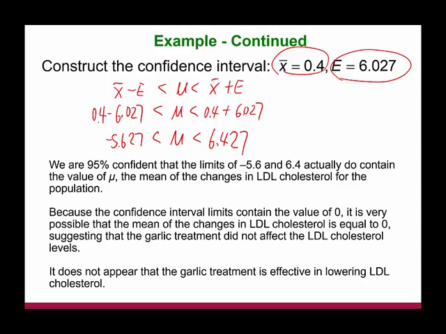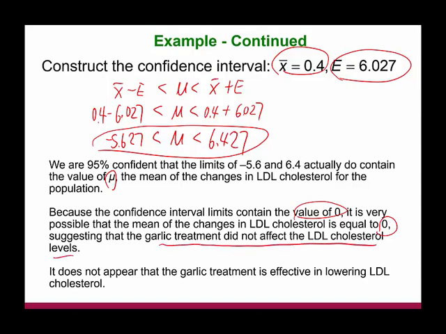So we are 95% confident that the confidence interval of negative 5.6 to 6.4 actually does contain the true population mean. And because the confidence interval contains the value 0, it's very possible that the mean change in LDL cholesterol is equal to 0, suggesting that the garlic treatment does not affect the cholesterol level. So it does not appear that garlic treatment is effective in lowering cholesterol.